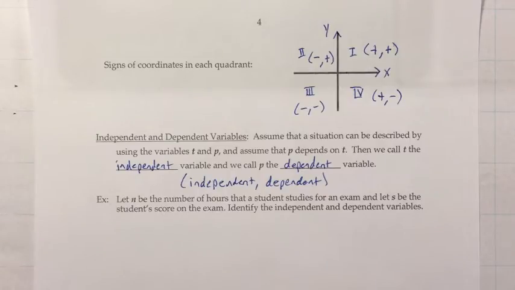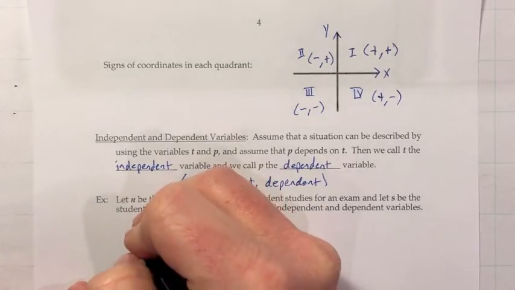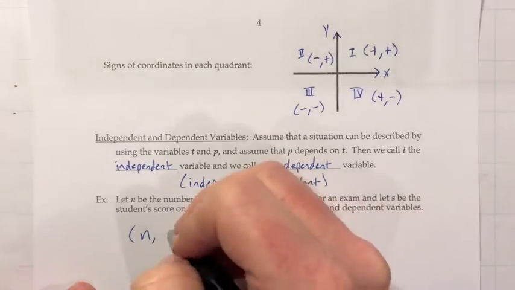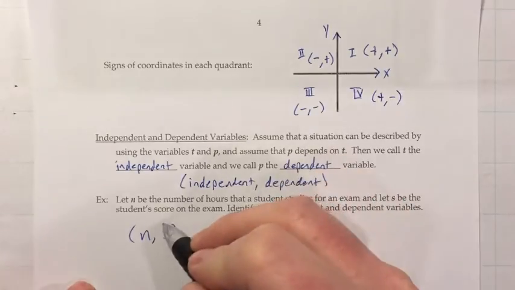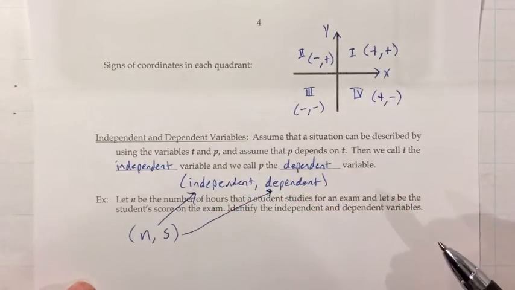If there's any difficulty in figuring out which is the independent, which is the dependent, often thinking about it chronologically can be helpful. So what happens first? You study first, and then you take your exam and get the score second. So I would argue that the normal order for this would be that you would study first, so the n is going to come first, and then you're going to take the exam and that score is going to come second. And as I said up above, it's always independent first and dependent second.